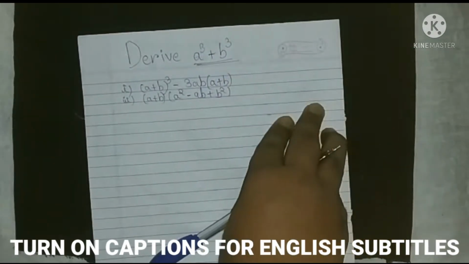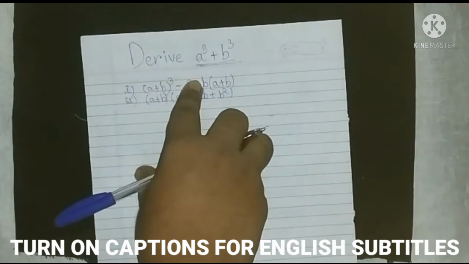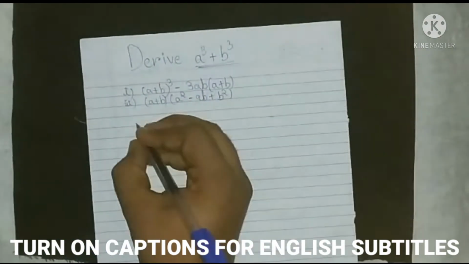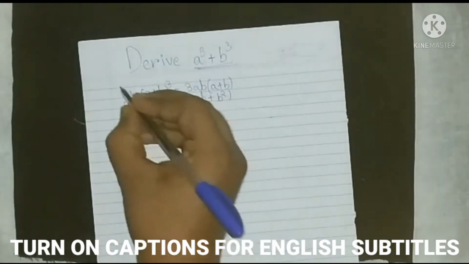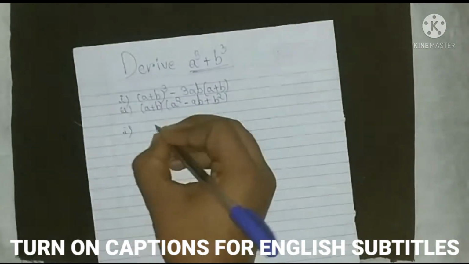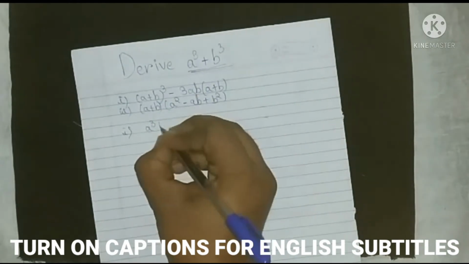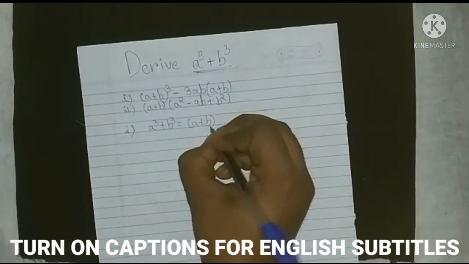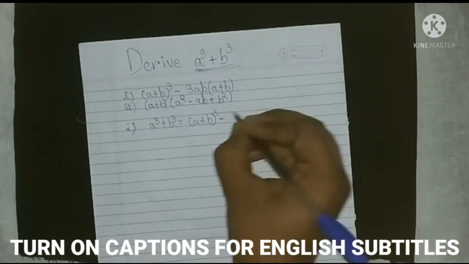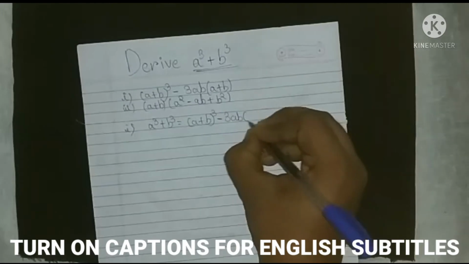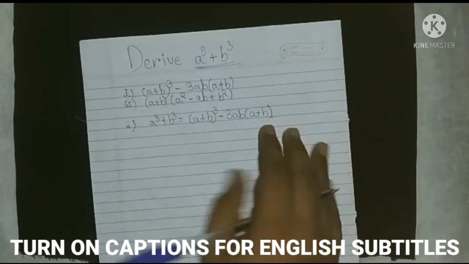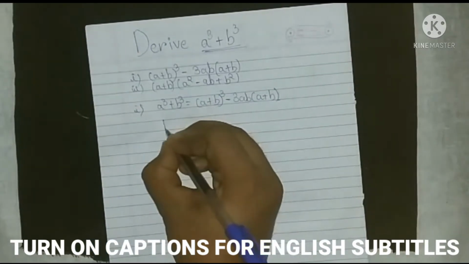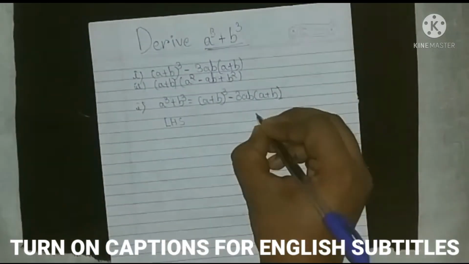So first we need to derive the first formula. After that we can derive the second formula. Let's start with this one. a³ + b³ is equal to (a + b)³ − 3ab(a + b). Let's take this as LHS and this as RHS.